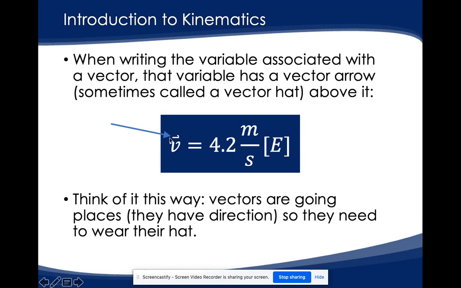So vectors have arrows or little vector hats on them, so that it denotes that it not only has a value, but it's also going in a specific direction. Okay, so this is how something would need to be written out. You could say that the velocity vector here, V is for velocity, your little hat tells you that it's a vector, it has a direction associated with it. You'd have your value, the magnitude is 4.2, the units are meters per second, and the direction is east.